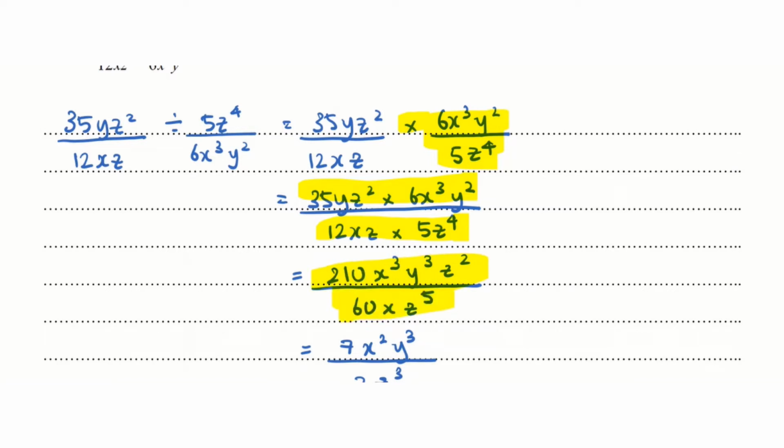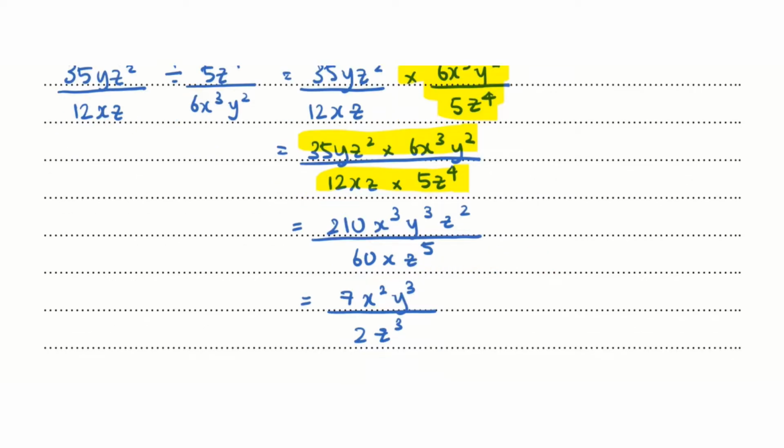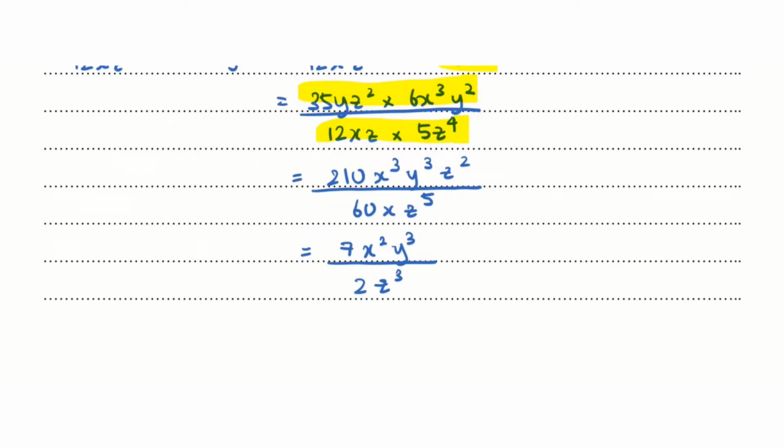Upon arriving at this fraction, we will do our usual cancellation of common factors. Hence, between 210 and 60, we can simplify it to have 7 over 2, because we can divide by 30 in both numerator and denominator. Then for x cubed and x, we can only divide away 1x, so we will get x squared in the numerator. Then, having only y cubed at the numerator, we do not have any y at the bottom, so we keep the y cubed.